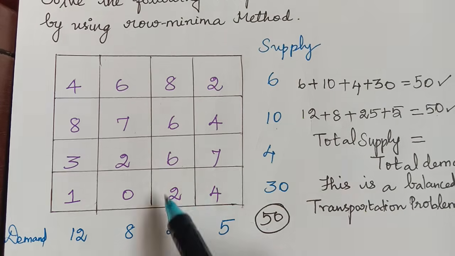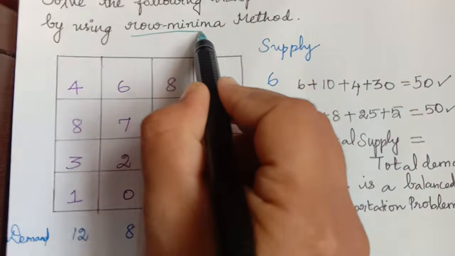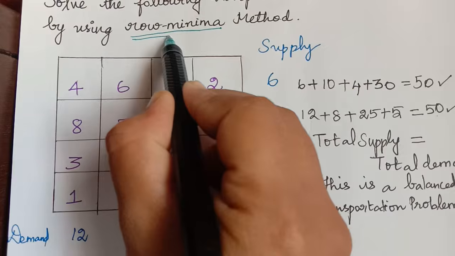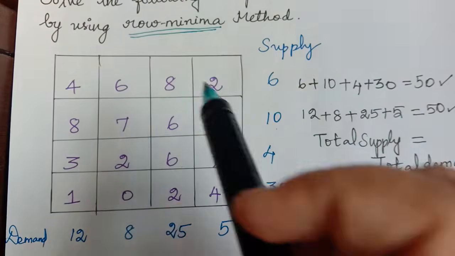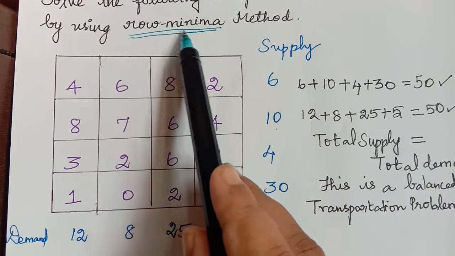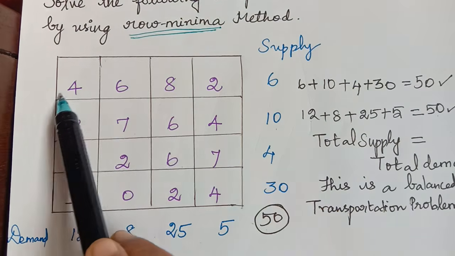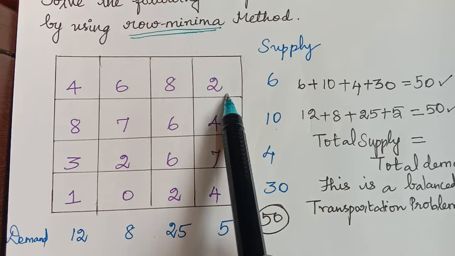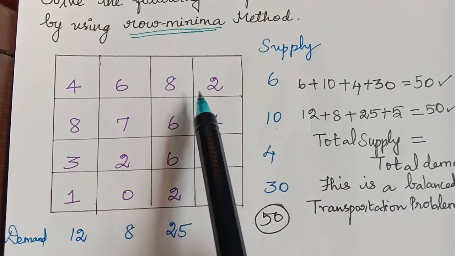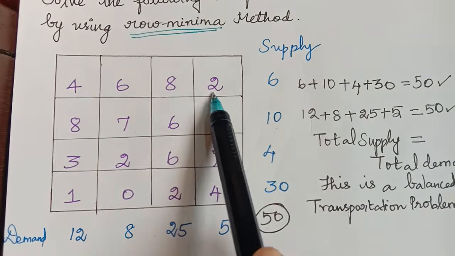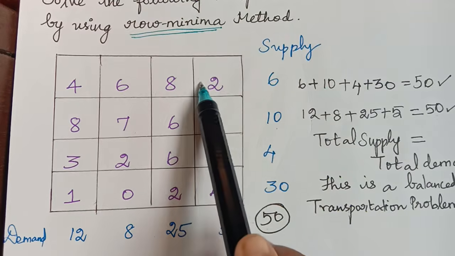We shall now make the allotments by using row minima method. By the name itself we can understand that we are going to choose the minimum element of the row and make the allotment. So first we should consider the first row. What is the minimum element in this row? It is 2. So now here we have to make the allotment.